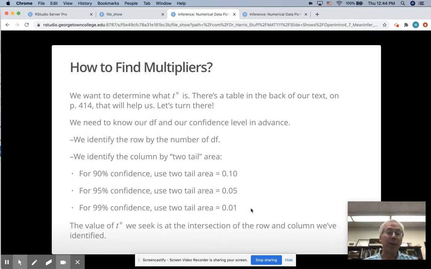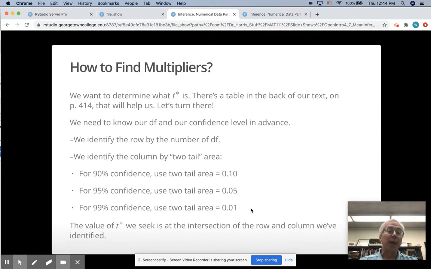How are we going to find these multipliers? Well, we're going to be using a table that's in the back of our textbook. It's on pages 414 and 415. I'm going to be going there in just a minute to show you what to do, but let's read through my described process for this.